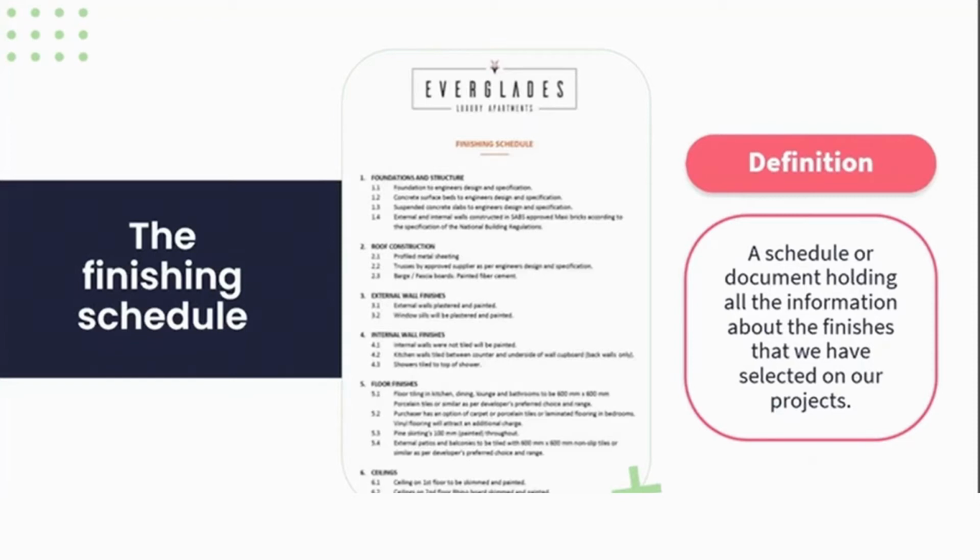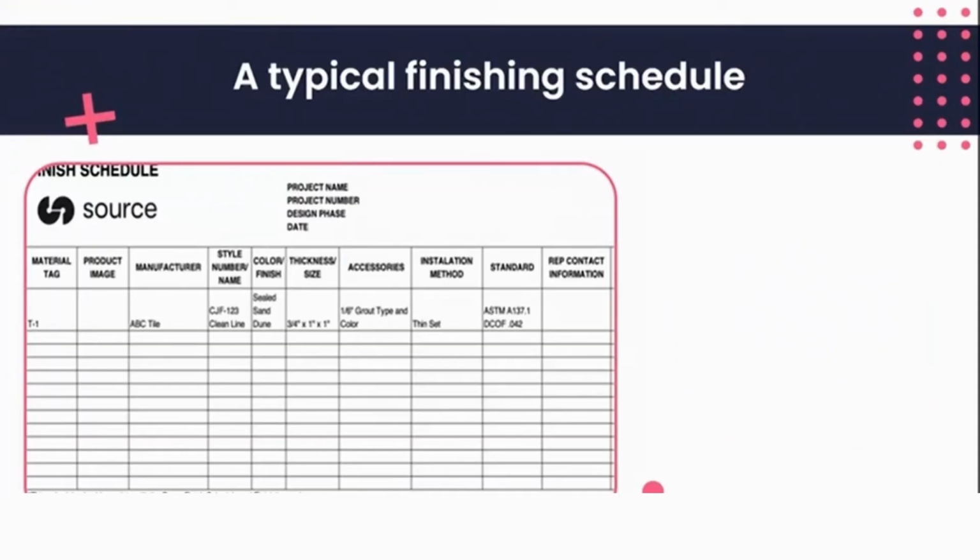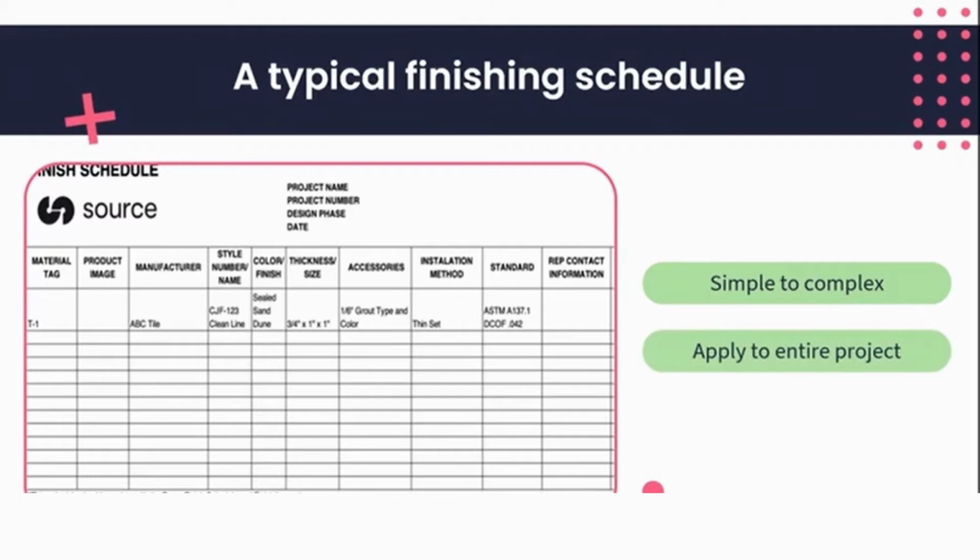A typical finishing schedule can range from a very simple document listing specific finishes for smaller elements right through to an incredibly complex document, depending on the size and complexity of your project. For example, you might be working on a renovation on a simple kitchen space, so your finishing schedule would only apply to the elements within that space that you're working on. Whereas if you're working on a large corporate building, it may have a variety of rooms and spaces within that project, which are more complex and in-depth analysis of finishes would apply.